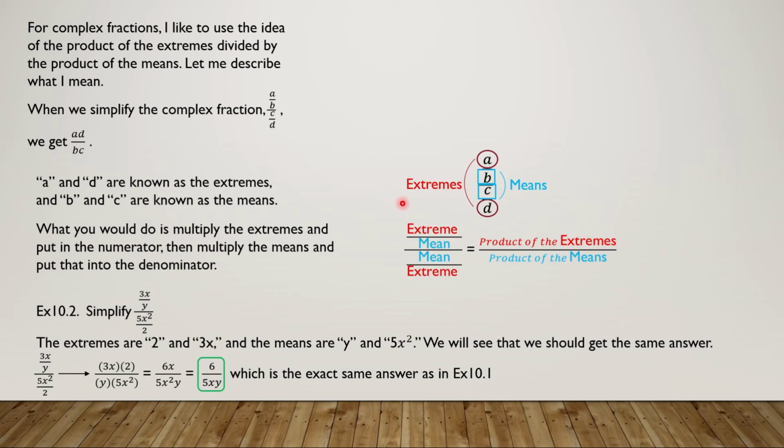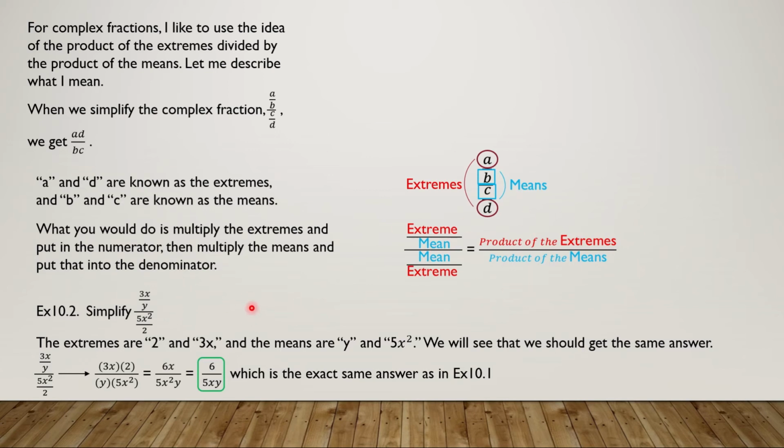And what I saw is that A is always multiplied to D and B is always multiplied to C. And what I decided to do was call A and D the extremes and B and C the means. The reason why is because A and D are on the outermost side and B and C are on the innermost side. So I call this formula the product of the extremes divided by the product of the means. So let me show you how that would work with that same example, but just using this in formula terms.